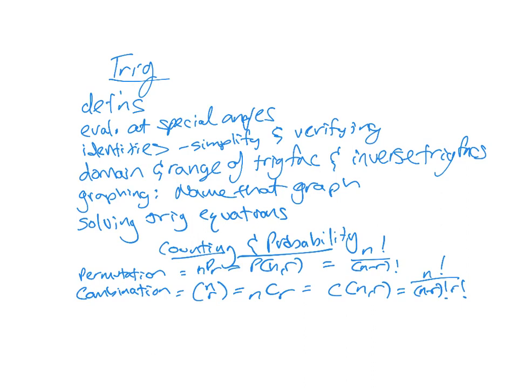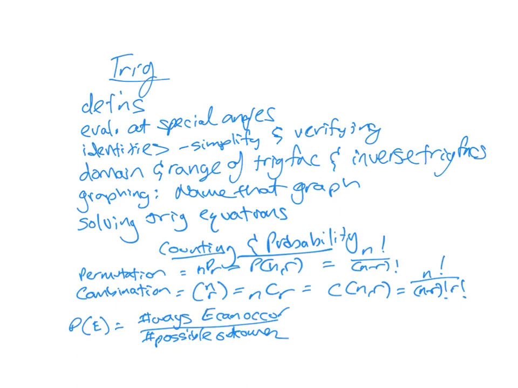And then looking at the different types of probability problems. Remember, the probability of an event occurring is equal to the number of ways my specific event can occur over the number of possible outcomes. The number of possible outcomes is the denominator, and the numerator is the number of ways my specific event can occur. And again, there'll be some problems on counting and probability. And that about sums it up.